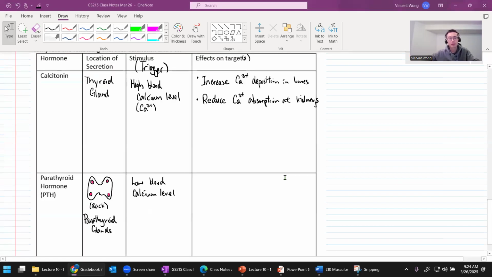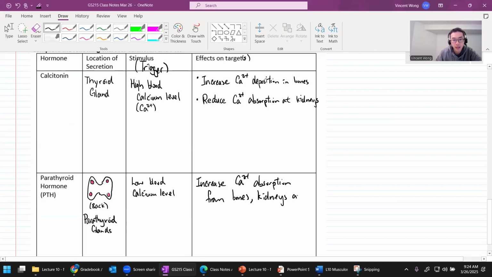So what do you do if you don't have enough calcium? You're going to increase calcium absorption from bones, kidneys, and intestine. That's all.